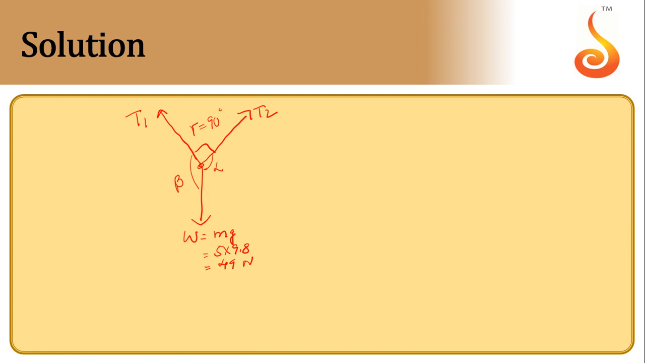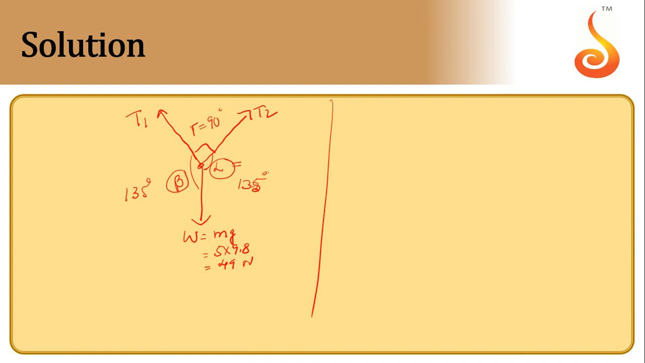Now as the lengths are equal to each other, the two strings are of the same length, can we say that alpha and beta are equal to each other? Yes. Why are they equal? Because the two strings are of equal length. Geometry tells us that if these two sides are equal, the angles are also equal. And the total angle of this circle is 360, out of which 90 is gone. So we're left with 270, which means 135, 135 each.